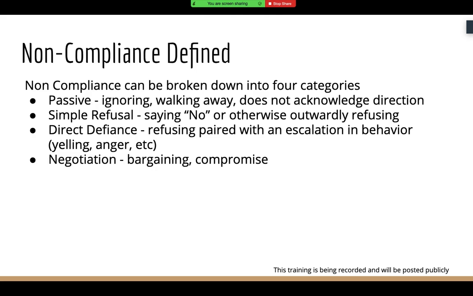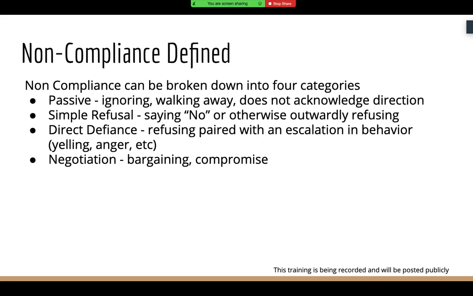There's direct defiance. Direct defiance is refusing paired with an escalation in behavior. This is the yelling, escalation in whining or crying, protesting, maybe kids who, when they're asked to do something, hit or dump toys or something like that. That would be direct defiance. And then negotiation. So bargaining and compromise kind of fall into this 4th category.